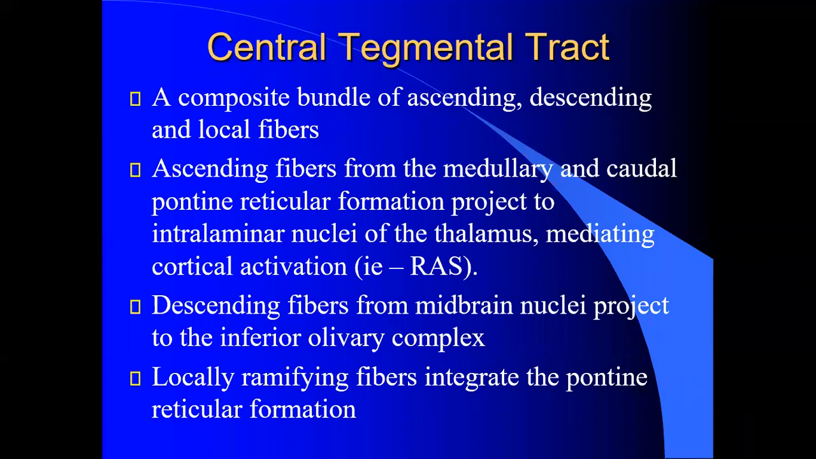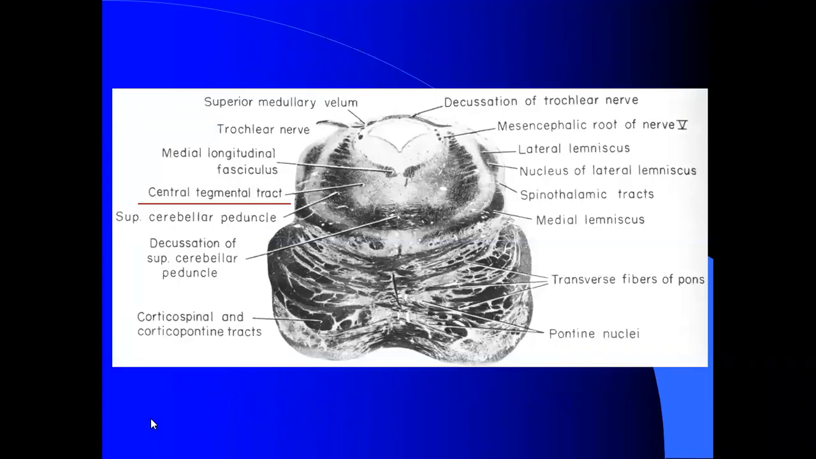And then in addition, you have locally ramifying fibers to integrate the pontine reticular formation. All those scattered nuclei are not acting independently. This is a network, and the network is integrating itself through the central tegmental tract. Okay, so that's what's going on in that pathway. And here it is. It's not well seen because it's constantly being integrated into the reticular formation.